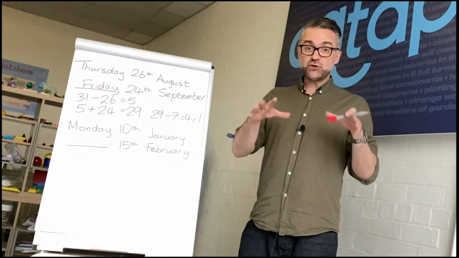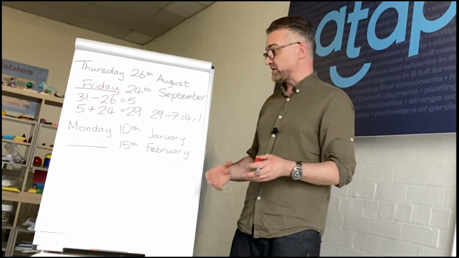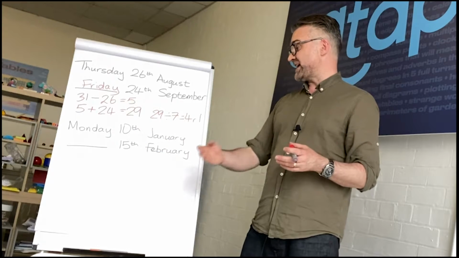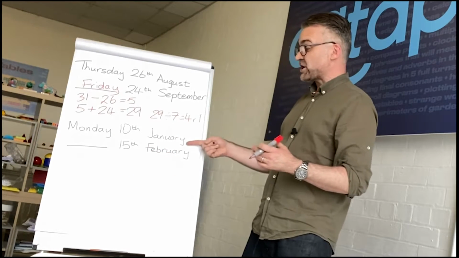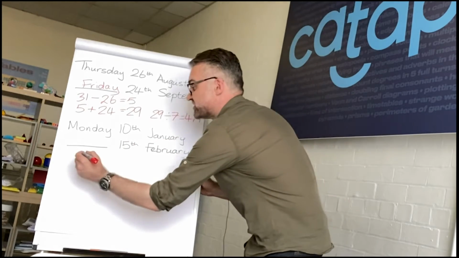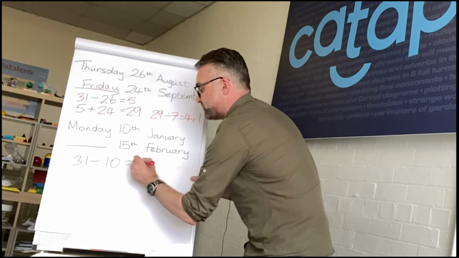And so just to get you used to it so that you can pass on this information to your child, I'll give you 3 more examples. We're going to go from Monday the 10th of January and find out what day of the week the 15th of February will be. We need to know how many days are in January because we're passing through the end of January. So we start with 31, but we take away the 10 here because we're starting on the 10th. That will give us 21.